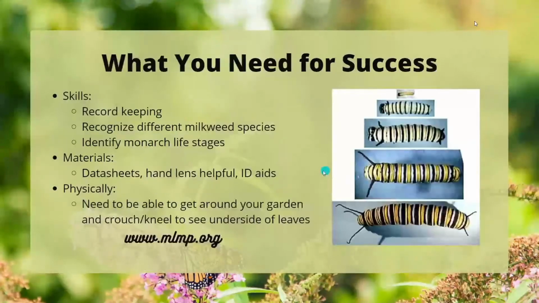So what you need for success in this project, not too much. The skills that we ask for is just record keeping. Quite simply, can you fill out the data sheet? Can you read your own handwriting? Can you remember to take notes? We also ask that you can recognize different milkweed species. If this isn't something that you can do naturally, there's so many different guides out there to help you. There's so many different apps. You can just scan and it'll tell you what milkweed species it is that you're looking at.